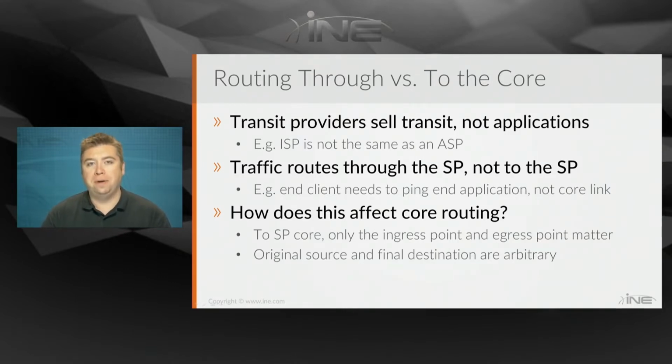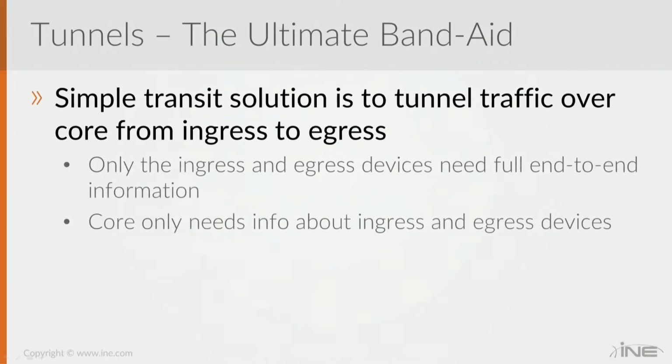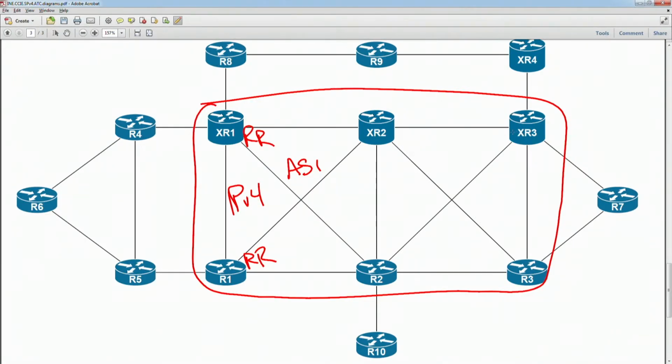We only want them to make the decision based on where the traffic came in and where the traffic is exiting to. Now, the eventual solution to this is that we're essentially tunneling the traffic through the core. So, for example, we could say that we want to get traffic to come in from XR3 and then we want it to exit on XR1.